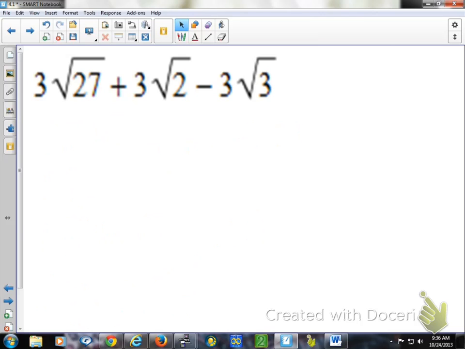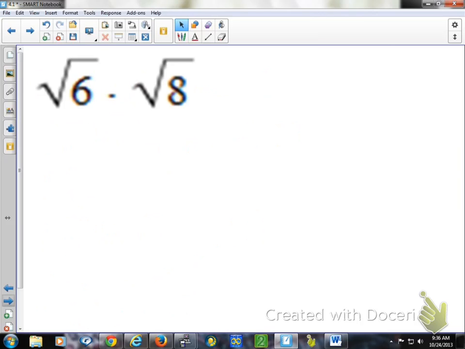Moving on. Hey, this one should be easy. When you multiply radicals, we kind of just did that by adding and subtracting radicals. When you multiply radicals, all you have to do is multiply what's underneath. So what's 6 times 8? 48. Radical 48. That's exactly right. However, we can now reduce this.